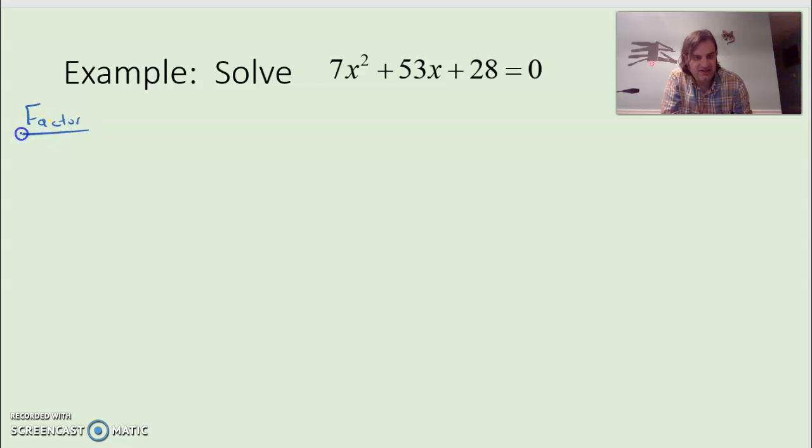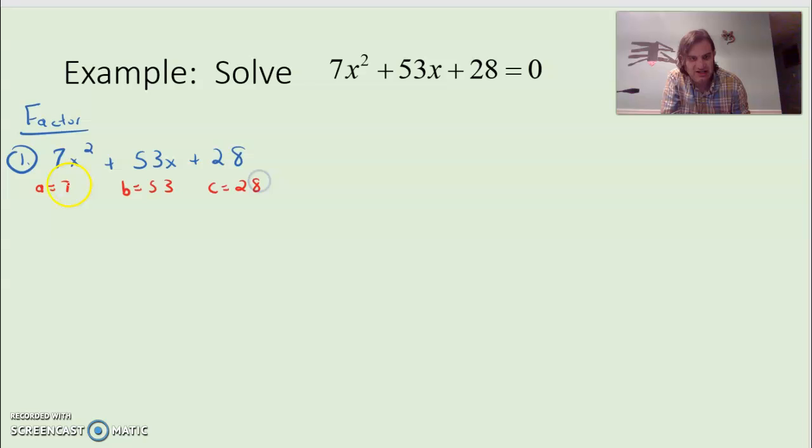But we want to factor this thing. So to start off with, we've got our expression here. And we can identify our ABC. A is 7, B is 53, and C is 28, and nothing was coming out of that in step 1. Okay. Step 2, we need two things that multiply together to give us A times C, and I believe 7 times 28 is 196, and they need to add up to be B, which is 53.